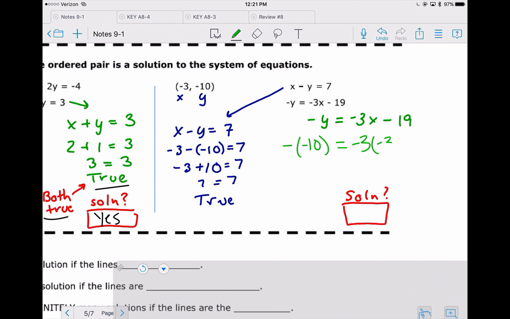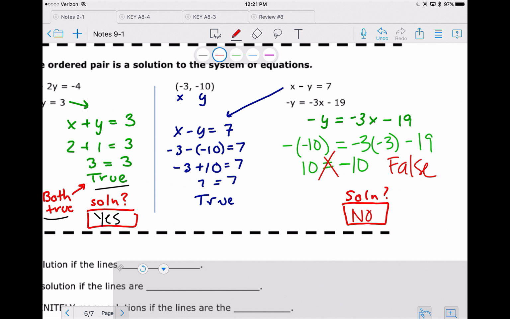And remember, I plug in x, whatever they gave me as my point. Instead of x, I'm writing negative 3. Instead of y, I'm writing negative 10. Negative 10 is positive 10. And then 9 minus 19 is a negative 10. Well, negative 10 and positive 10 are not the same. So this one is false, and it is not a solution.